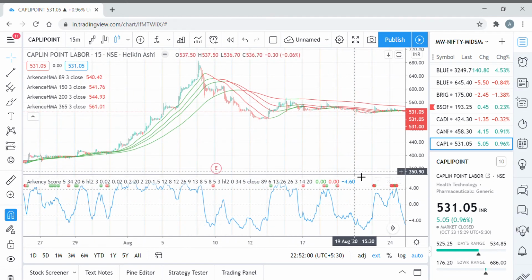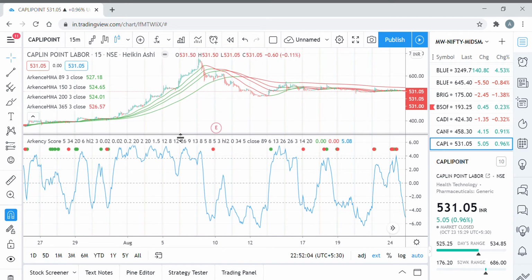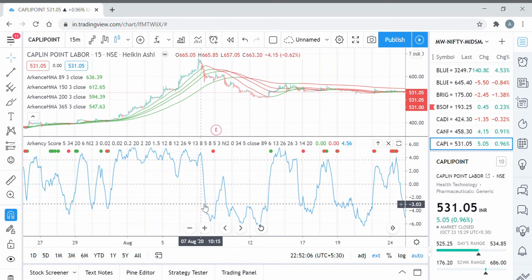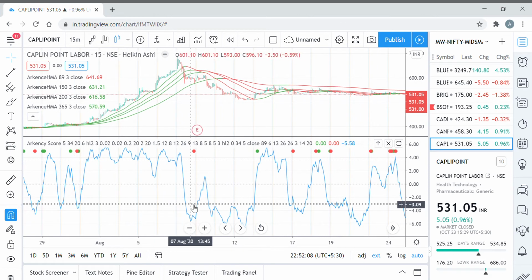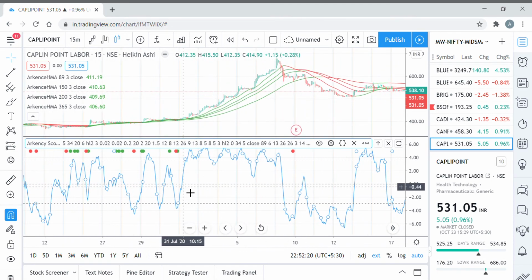So here is the strategy. The strategy is very simple. Let me just enlarge it. Okay, now it is clear. The strategy is very simple. This line, as you see, is a zero line. Okay, whenever this signal goes above zero, for example here, you buy. It is a buy signal.